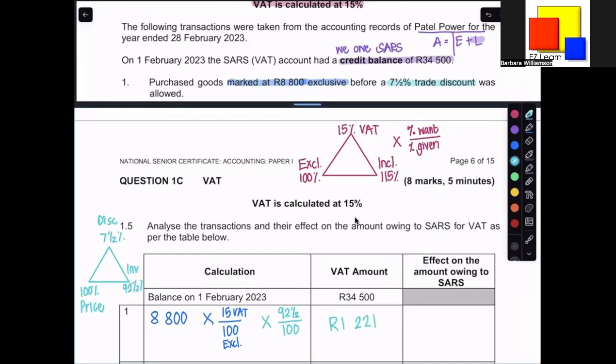1,221 Rand. If we're buying something, it means that goods are coming into the business and we've paid the supplier already. So we can claim that VAT back from SARS, and so it would decrease the amount that we owe to SARS.